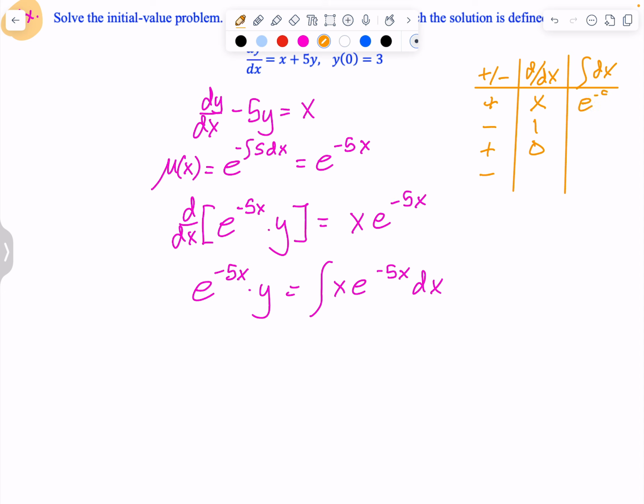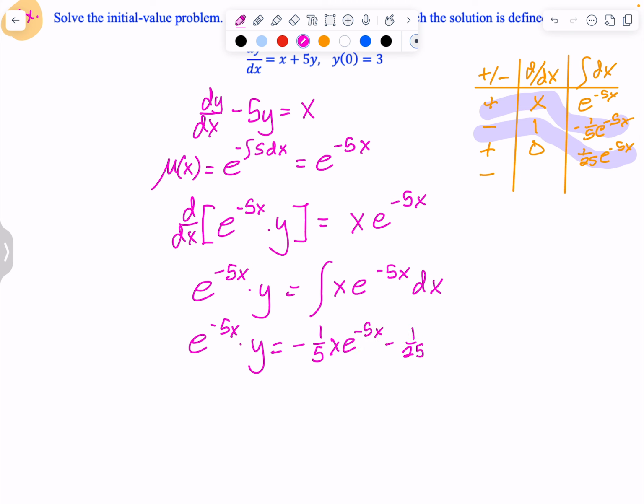And then e to the negative 5x is going to be negative 1/5 e to the negative 5x, and then 1/25 e to the negative 5x. All right, so remember the way we do these, it's this times that plus this times that, and then we're at the 0, so it didn't matter. It's going to 0 out after that. So we get e to the negative 5x times y equals negative 1/5 x, don't forget that x, e to the negative 5x, and then minus 1/25 e to the negative 5x plus c.